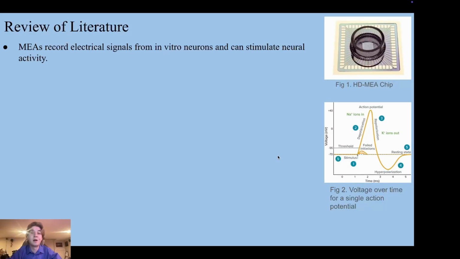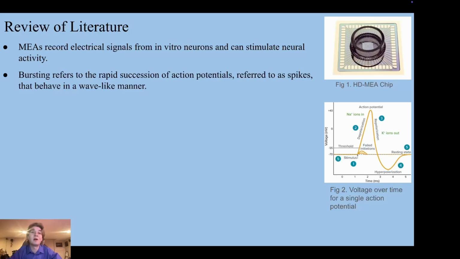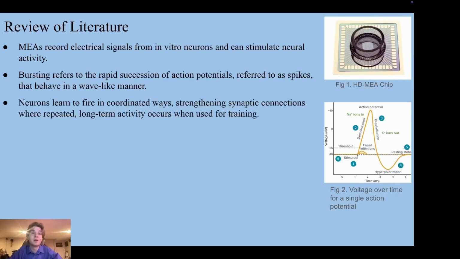Multi-electrode arrays, commonly referred to as MEAs, are devices that researchers use to record electrical signals from neurons and also stimulate neural activity. Now, bursting refers to the rapid succession of action potentials, also known as spikes, that spread throughout a culture like a ripple effect as they influence other neurons. As this happens repeatedly, the synaptic pathways strengthen between neighboring neurons. This phenomenon is used for training.